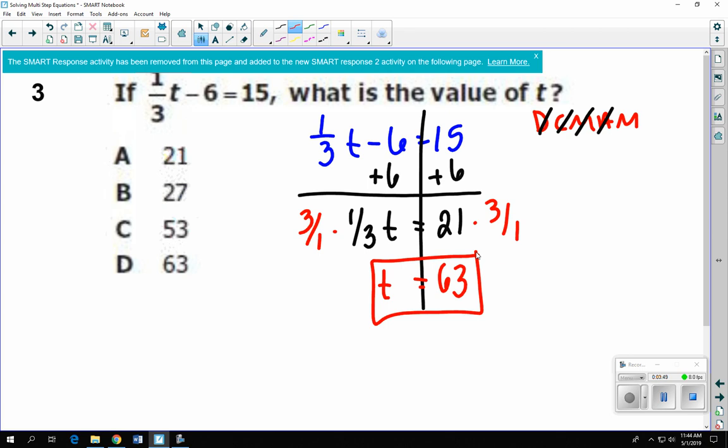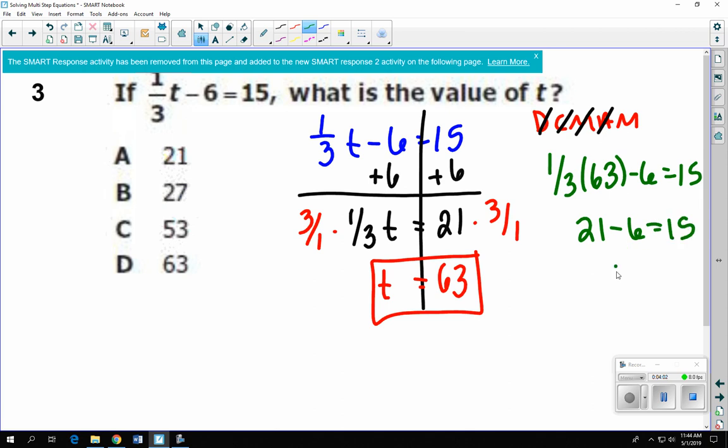The way that I can check my work is if I substitute this in for the variable. So 1/3 times 63 minus 6 should equal 15. I'm going to have 21 minus 6 is equal to 15, and 15 does equal 15. That's just a way that we can check our work.